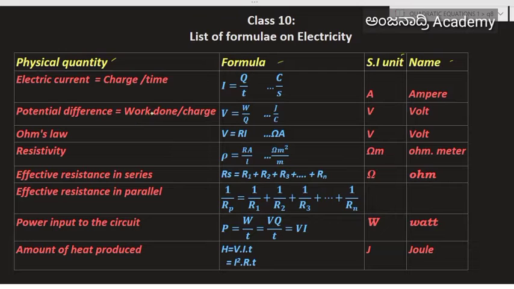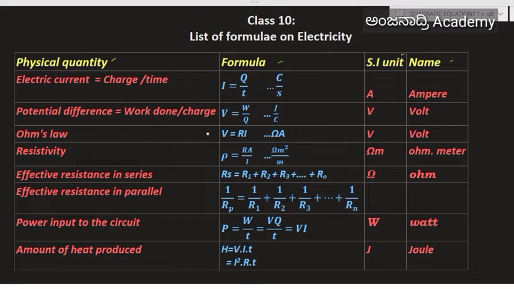Potential difference formula, that is work done divided by charge. V is equal to W by Q, where V is the potential difference, W is the work done, and Q is charge. The SI unit of work is joule and of charge is coulomb, that gives volt.